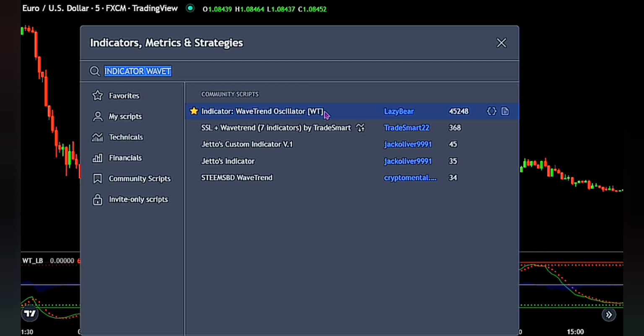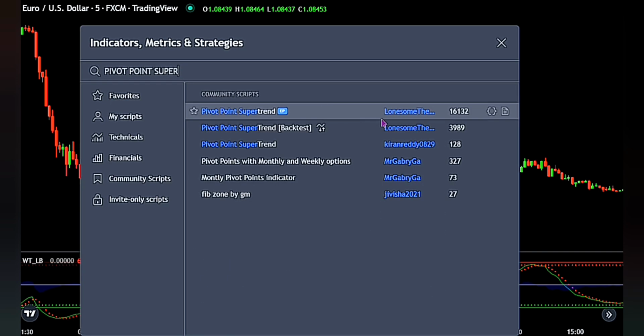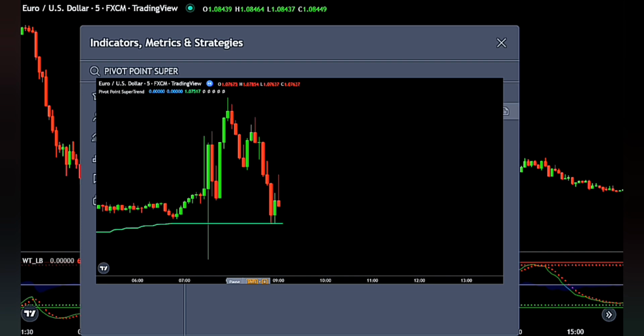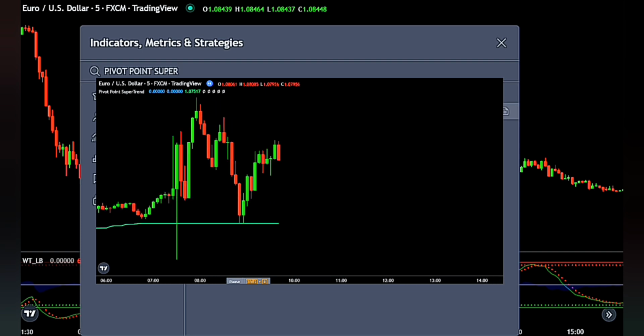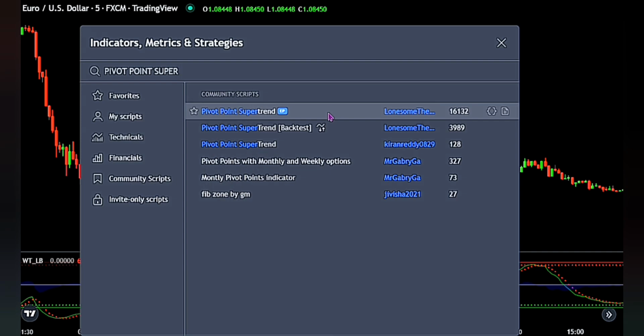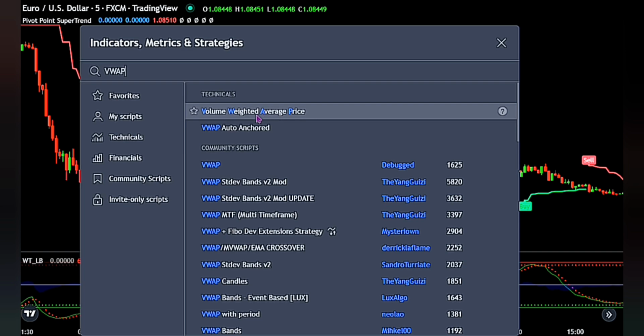And for the second indicator, search for the pivot point super trend. This one right here by Lonesome the Blue. This indicator has better performance on keeping you in trend the more, as you tend to earn more from an ongoing trend. And for the third indicator, search for the volume weighted average price indicator.